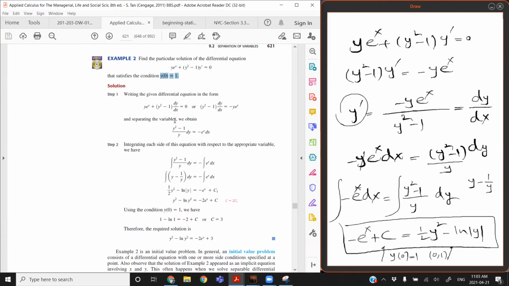Sir, I have a question. Yes? Why isn't there a C on the other side, like on the 1/2 times y squared minus ln of absolute value of y?